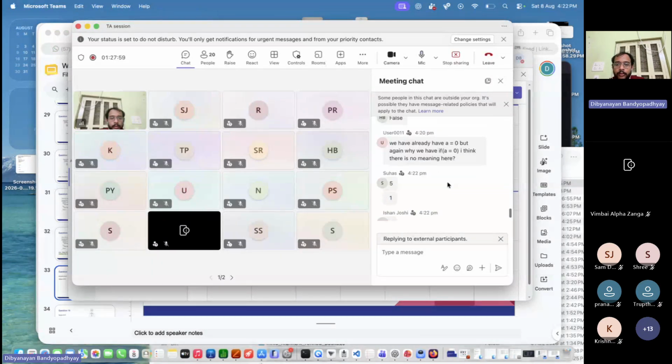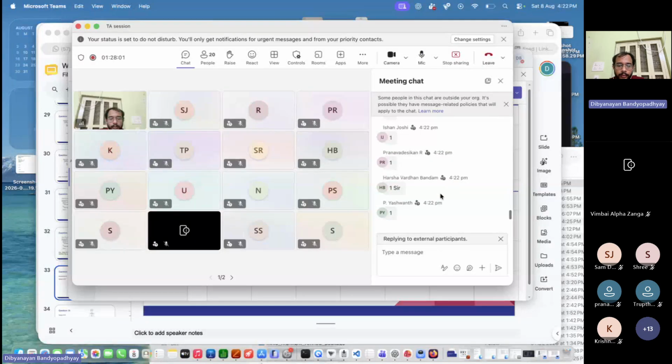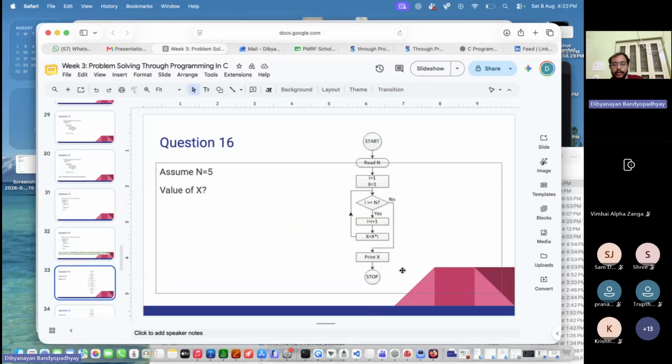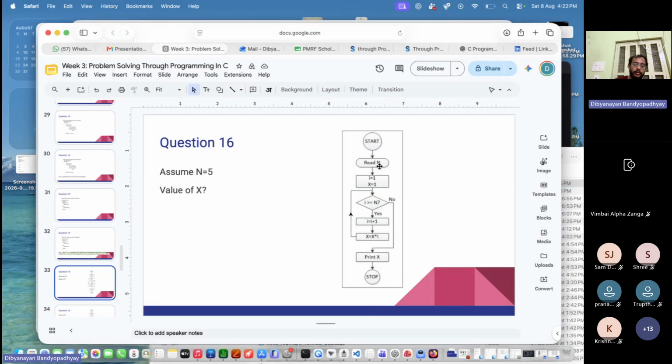One, one, five. Okay. So what is happening? Read n. You just read the value of n, which is equal to 5. You just assign two variables, so i equal to 1, x equal to 1. And then you see whether i is equal to n or not. Is i equal to n? No, it is not. So it goes directly here and prints the value of x, which is equal to 1. So yeah, it is very simple thing actually.